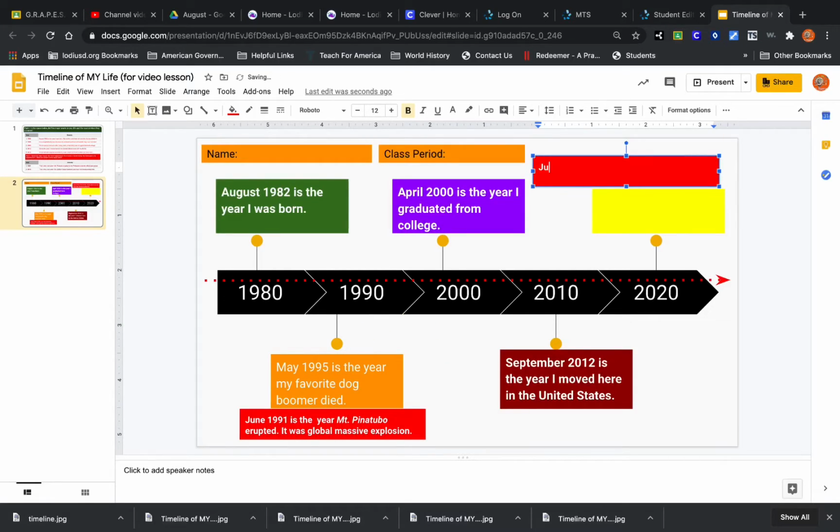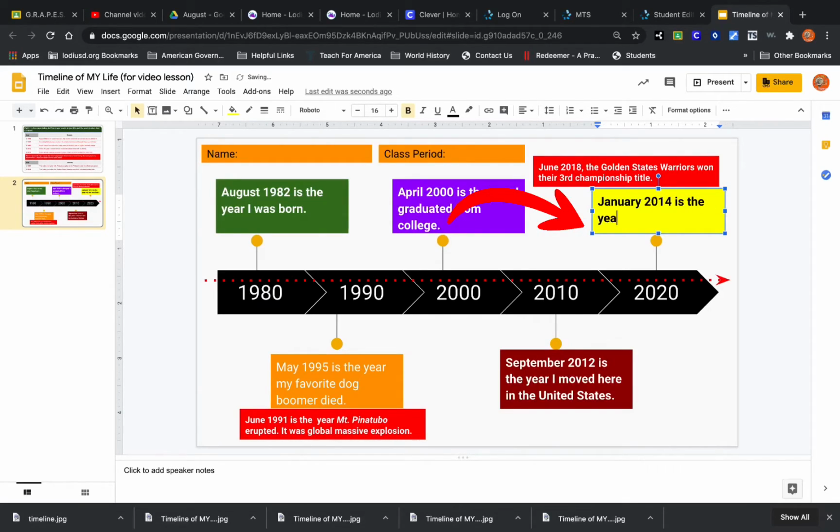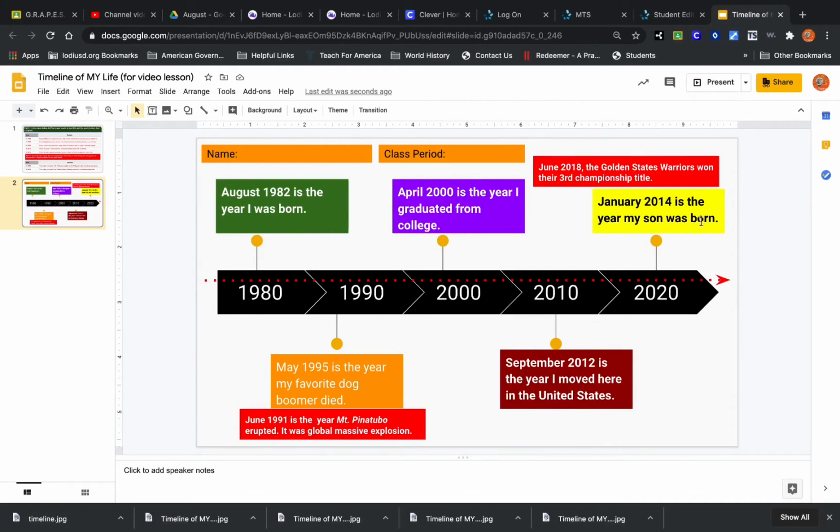2018 is the year when the Golden State Warriors won their 3rd championship title. And 2014 is the year when my son was born. So that is the last entry in my timeline chronologically, or arranged in order. So that is an example of the timeline of my life assignment, and it is arranged chronologically, or in order, from 1982 to 2014.